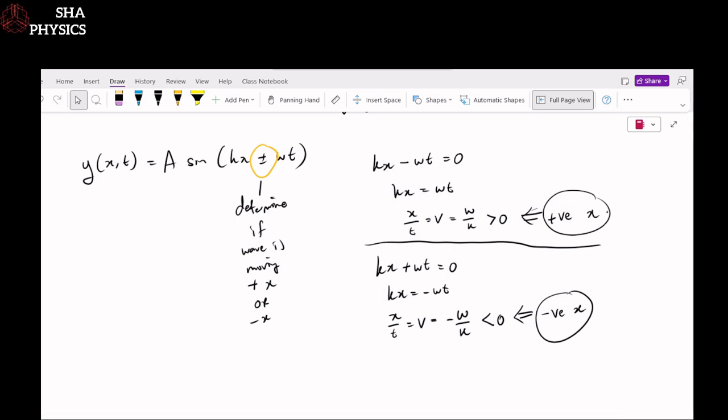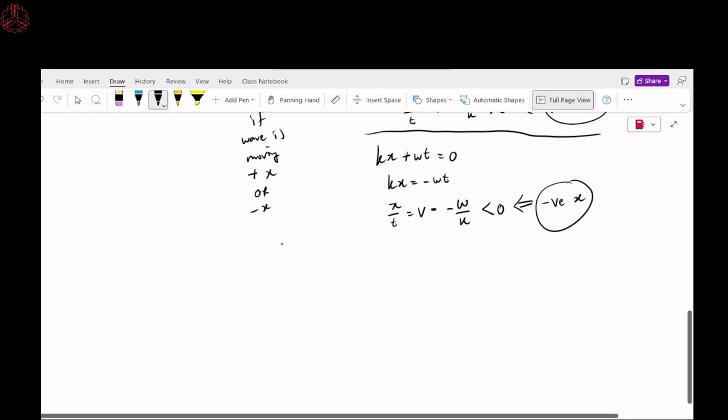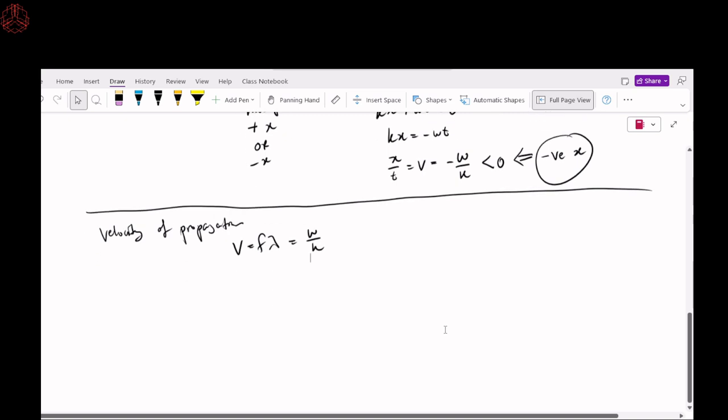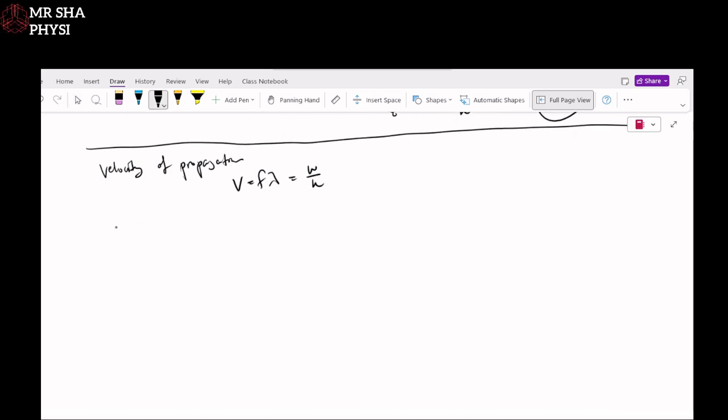All right. So now we have a problem because there are actually two types of velocity. You have the velocity of propagation, which is v equals f lambda equals omega over k. But you also have the vibrational velocity of particles. The vibrational velocity will depend on the source.